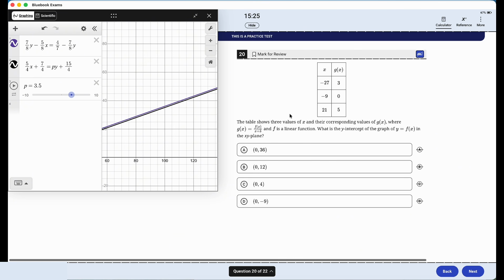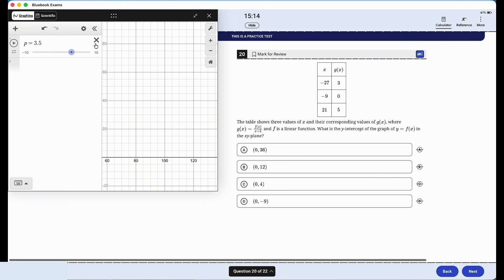That's your alternative. Next one gives us a table, and it tells us we have this function g of x. g of x equals f of x over x plus 3, and f is a linear function. They want to know what the y-intercept of f of x is. So first, understanding what they gave you: they're telling you that f of x is a linear function.